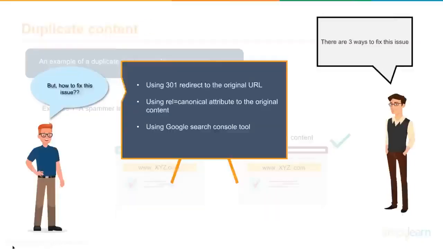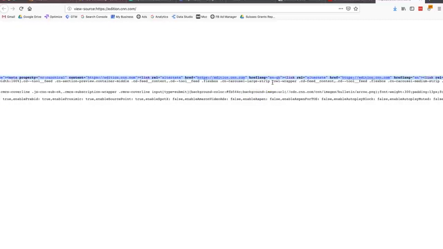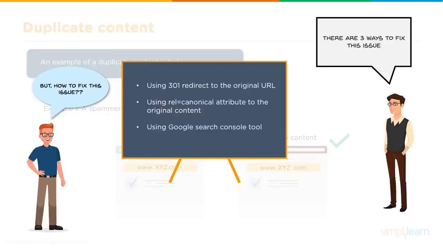If you have a site, let's just use CNN as an example. CNN.com has a lot of content. And sometimes, given the breadth of content that they have, they may run into duplicate content. So they simply put a canonical tag into their header. And by doing that, they're able to tell the search engines, hey, this page, this domain is the original.